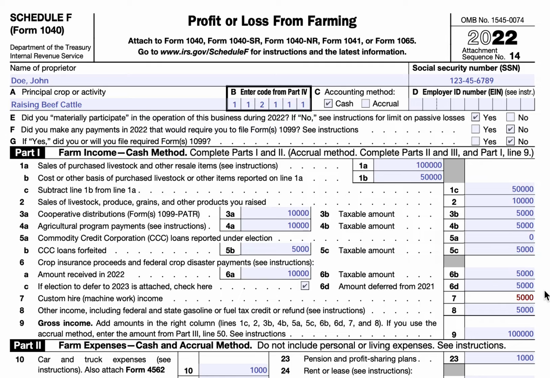Also state gasoline or fuel tax refunds, and any amounts that you included in income for either the biofuel producer credit or the biodiesel, renewable diesel, or sustainable aviation fuel mixture credit. If you paid federal tax on fuels in a prior year on Schedule 3 and you received that credit, that's reportable as income.